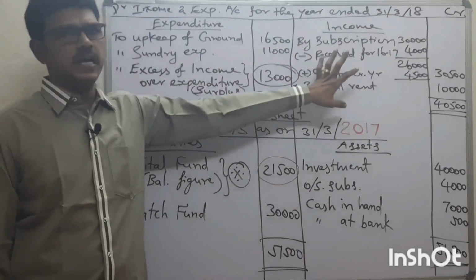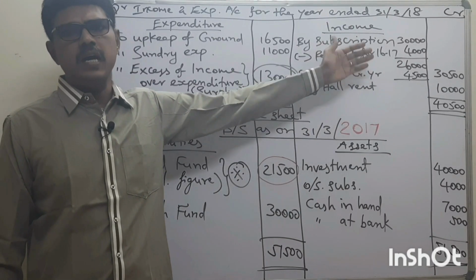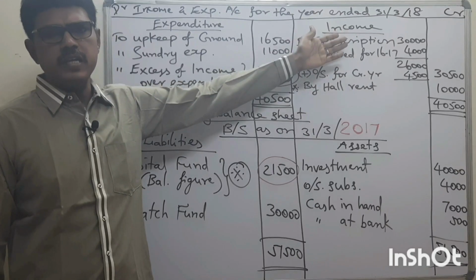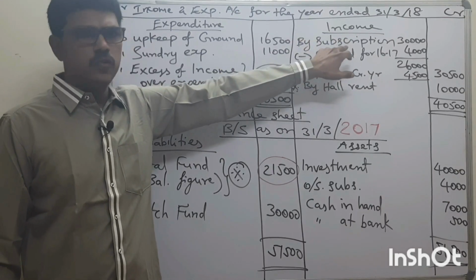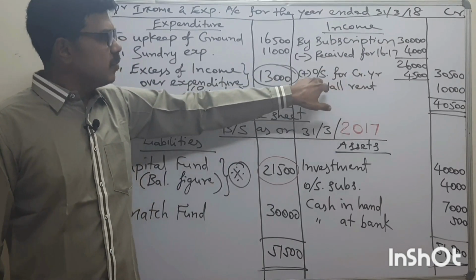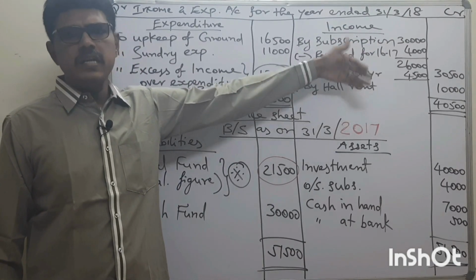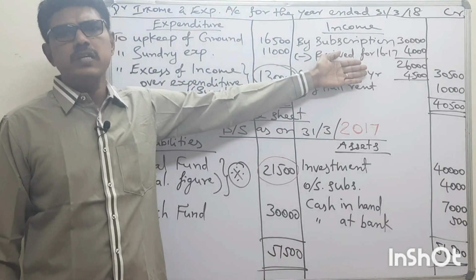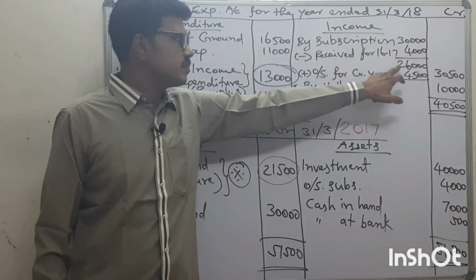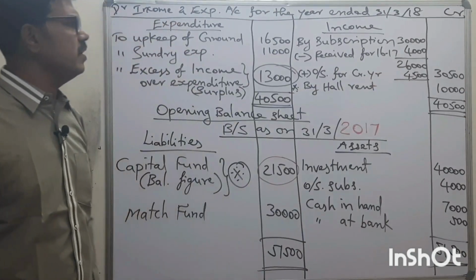If the amount is for the current year, we should add it or subtract it according to the nature. This amount is for the previous year and the same is included in the current year amount. That is why we have subtracted it. This amount is the outstanding. This is not included in the current year amount. In order to arrive at the actual income of the particular year, we have added this. So the total is 30,500.